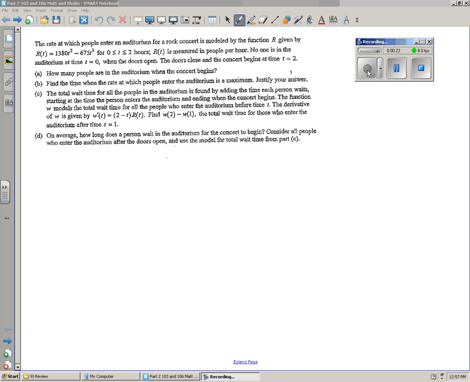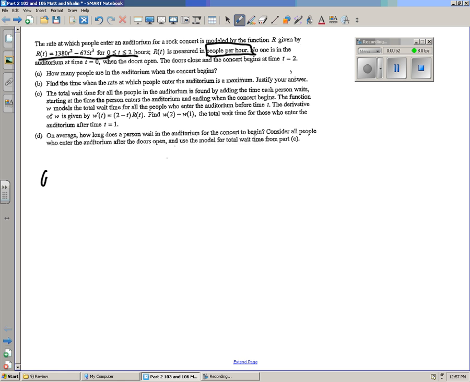Now, right off the bat, a few things we want to underline before we start. For question A, it's the function that's given to us, the interval that's given to us, and what the rate is measuring, which is people per hour. This is very important. And in the background, no one's in the auditorium at time 0, and then the doors close at time equals 2. So in between time 0 and time 2, people are entering the auditorium.